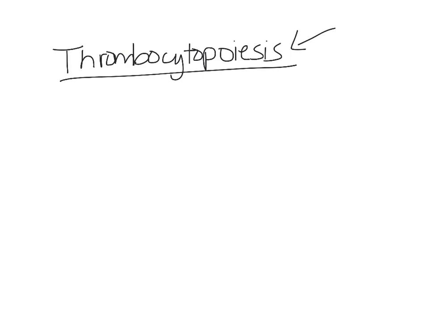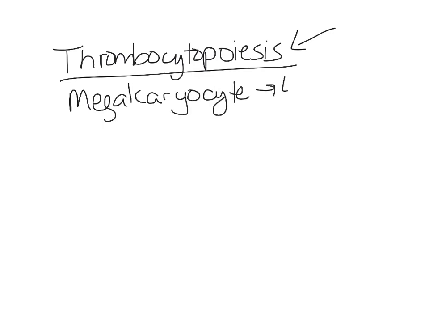Right? Okay, so during thrombocytopoiesis, that big cell that I called a megakaryocyte will produce about 4,000 to 5,000 platelets before it dies. So it can produce a lot of platelets.